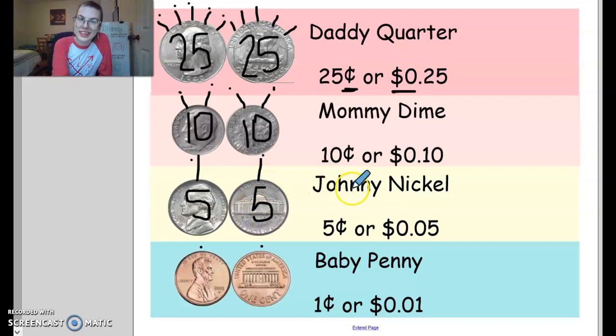Baby Penny's a little bit unique. Baby Penny doesn't have any hair on her head, but she has that really cute bow, and each bow on her head is just worth 1 cent. So we use hairy money as a tool to help us count up what each of the coins are worth. So we're going to use our hairy money skills on the next few slides to practice.